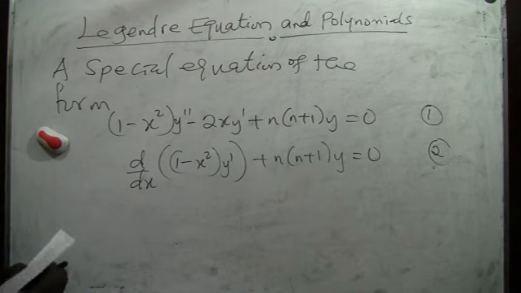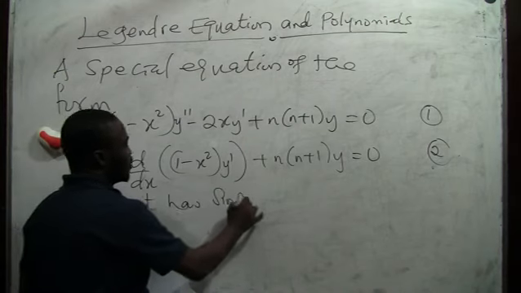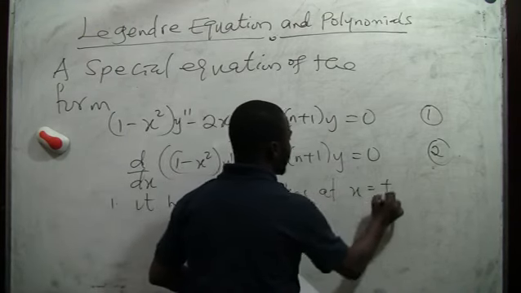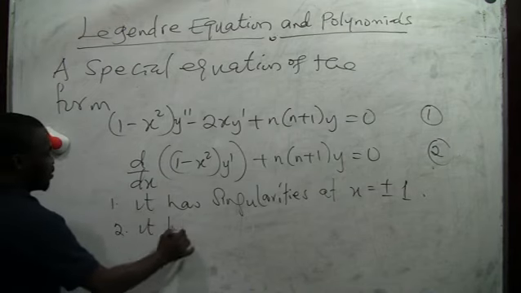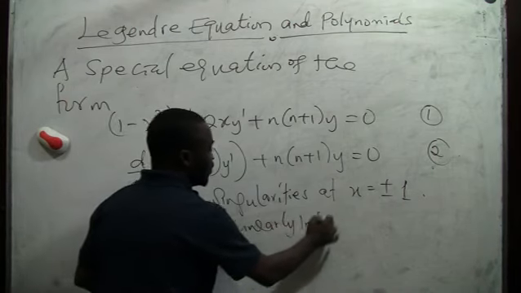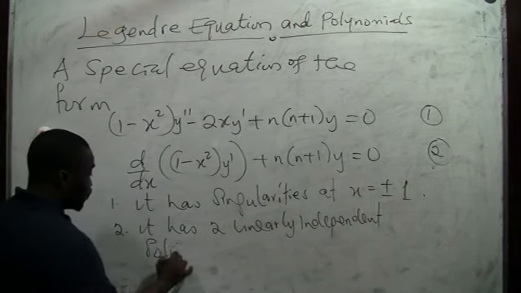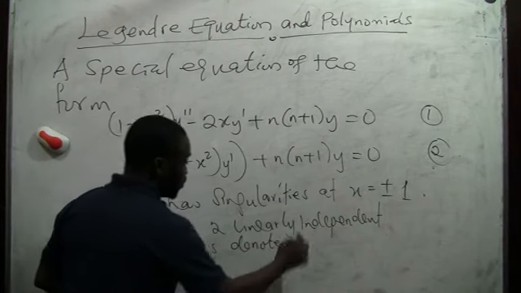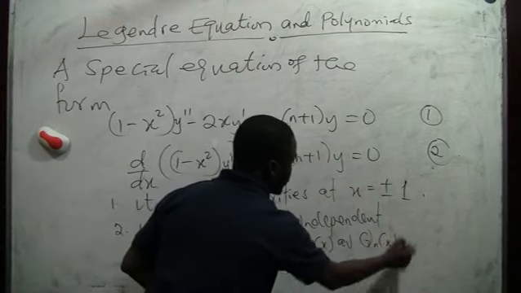Now, there are some certain things we need to know as far as equation 1 is concerned. Number 1, it has singularities at x equals plus or minus 1. Number 2, it has two linearly independent solutions denoted Pn of x and Qn of x.